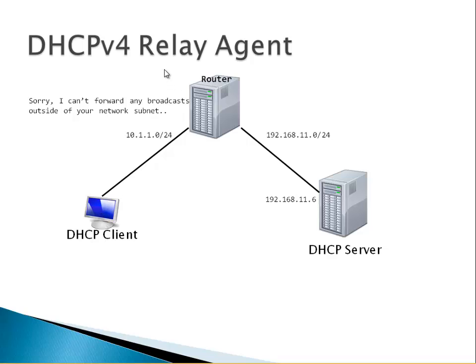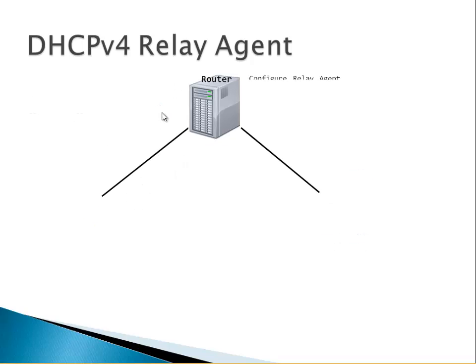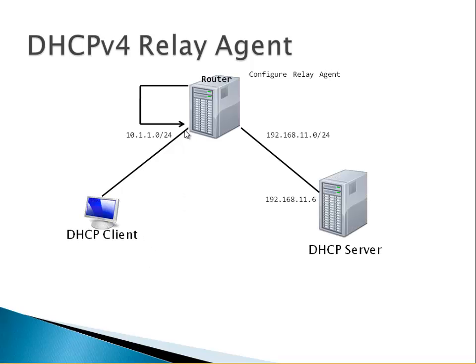So you have to configure a DHCP relay agent. The relay agent needs to be configured on the interface where you hear the broadcast messages, right? Don't go and configure it here, because there's not going to be any broadcast on this interface. So it has to be on this interface. Once you hear the broadcast, the router is going to unicast those messages to the DHCP server.